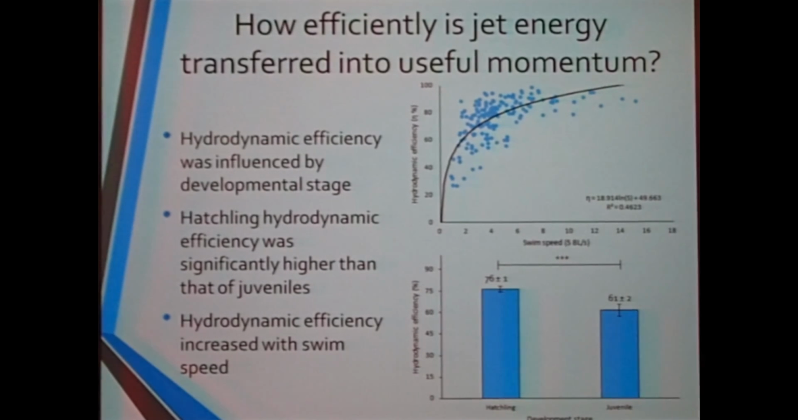Next we want to know how efficiently jet energy is transferred into momentum. We found that hydrodynamic efficiency was strongly influenced by developmental stage, where the hatchlings were significantly more efficient in transferring this energy into momentum than the juveniles. We also found that hydrodynamic efficiency increased with swim speed. You can see on this top diagram that this was a logarithmic relationship.